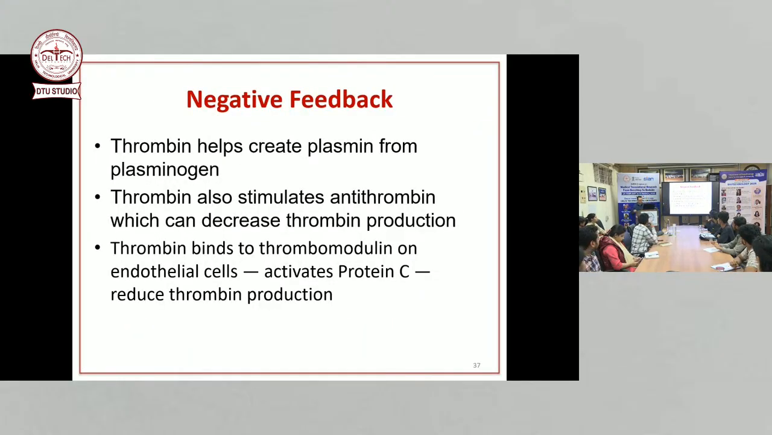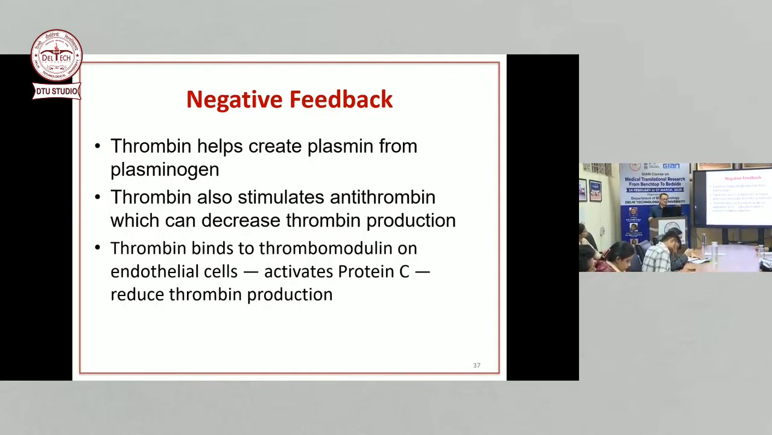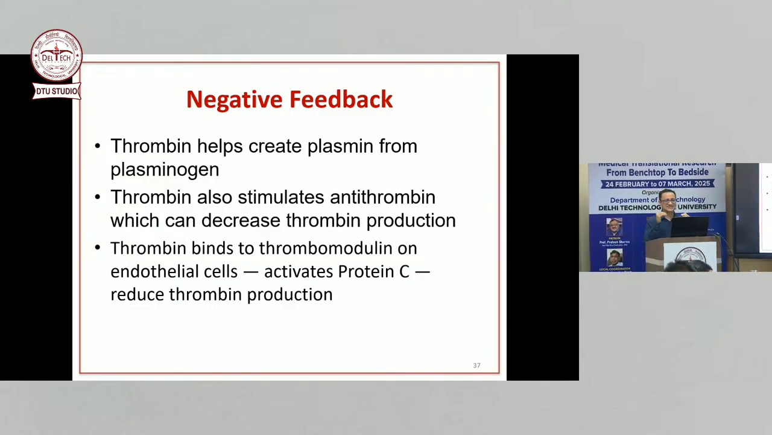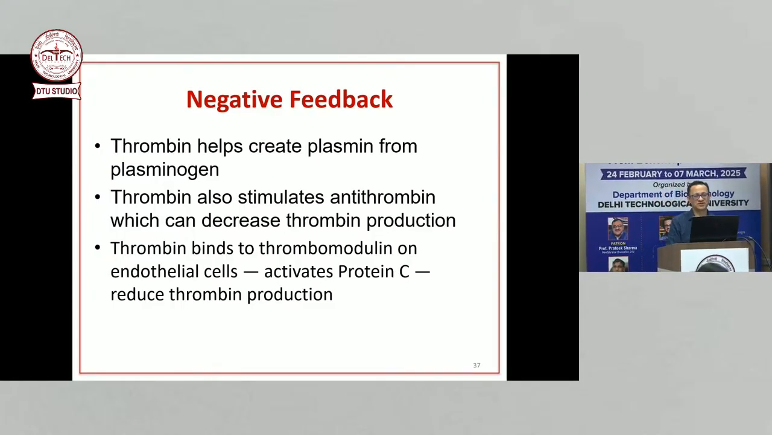Negative feedback. So thrombin helps create plasmin from plasminogen. Thrombin also stimulates antithrombin, to which heparin can bind. Heparin can bind to antithrombin III, which can decrease thrombin production. Thrombin binds to thrombomodulin on endothelial cells, which activates protein C, which also reduces thrombin production.